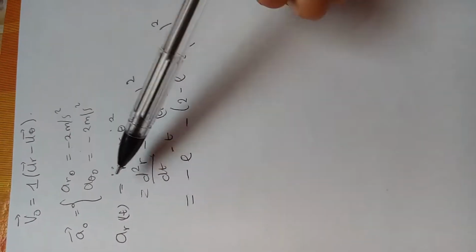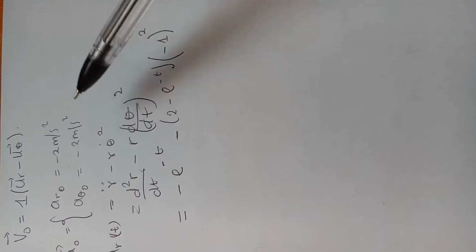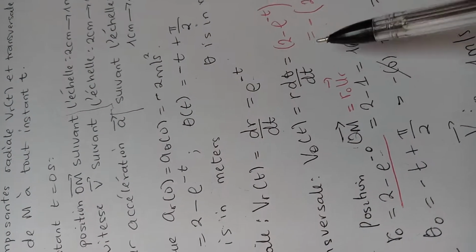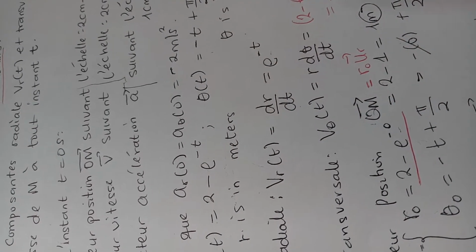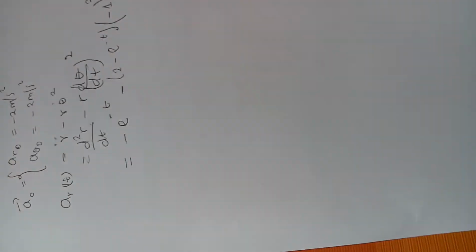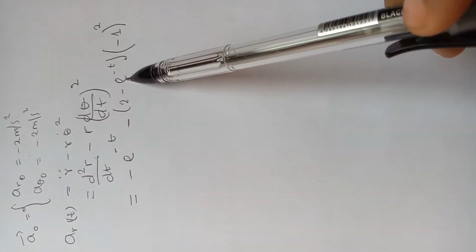Remember from our quiz, we found that A_r(t), which is the composition radial, is r double dot minus r theta dot squared. If we break it down, it's d²r over dt² minus this. The dr/dt is exponential minus t, so if we derive it again, that is d²r over dt², we'll have minus exponential minus t. So that's why I have this here, and then minus r, this is our r in our question, it was given as this.